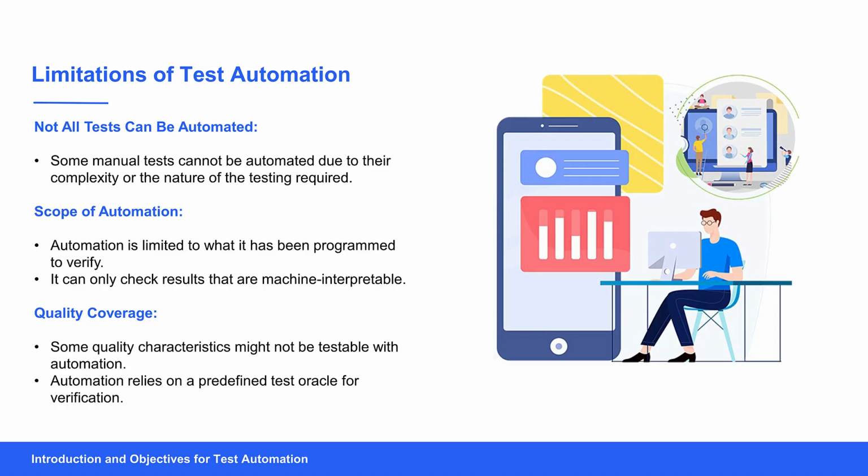Also, automation is limited to verifying results that can be interpreted by a machine. There are certain quality characteristics like usability or aesthetic appeal that are simply beyond the reach of automation. So, while test automation is a powerful tool in the tester's arsenal, it's important to remember that it's not a silver bullet. It works best when used alongside manual testing, complementing rather than replacing it.